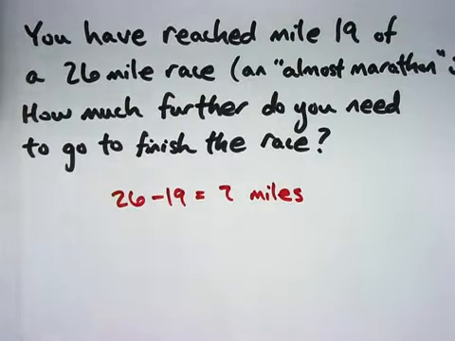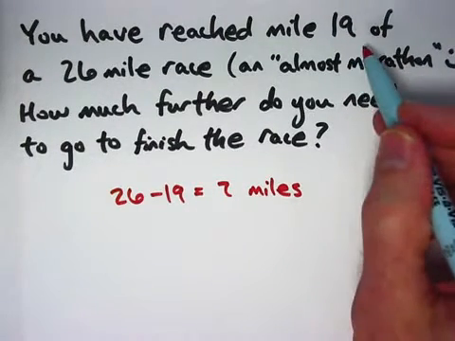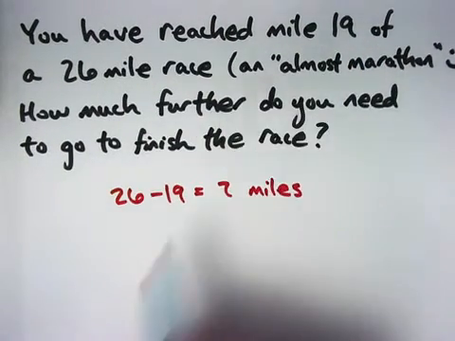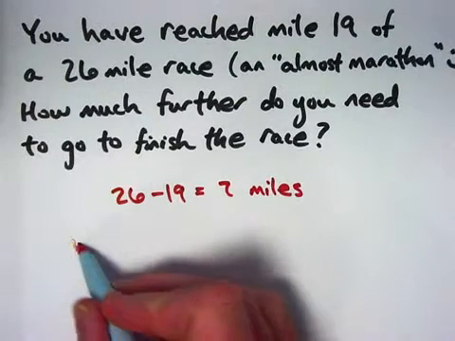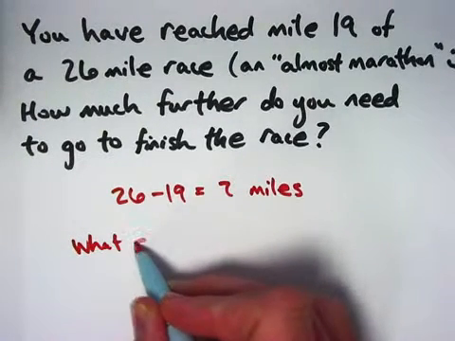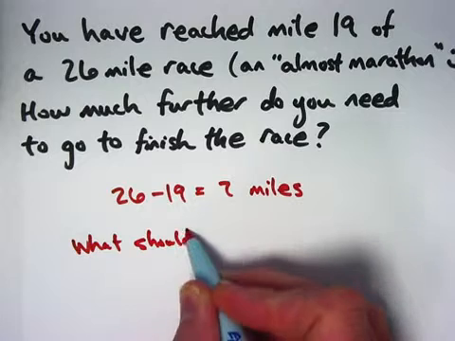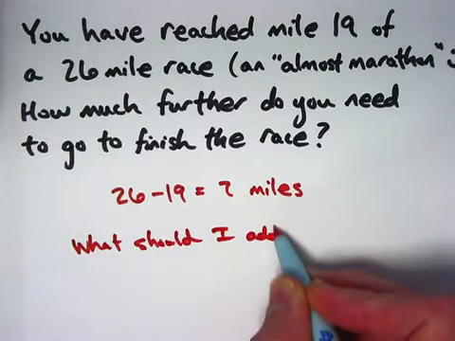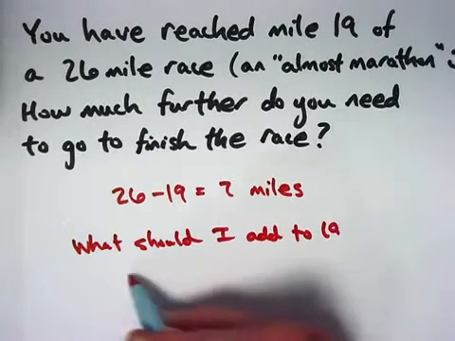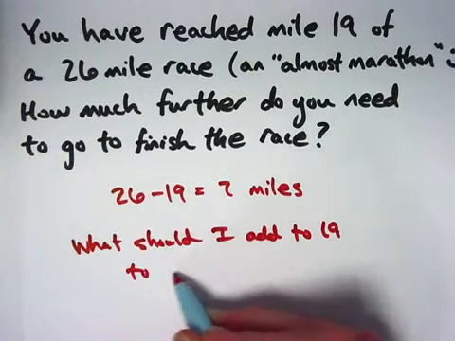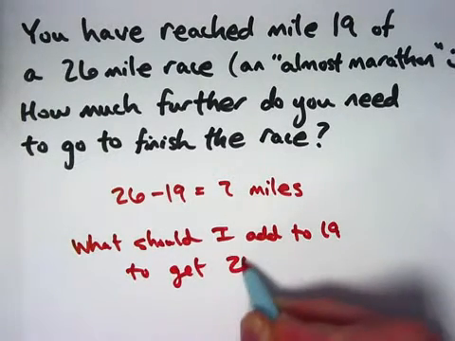That illustrates something about subtraction, that it's more than just taking away. You can think of subtraction in terms of how much more you have to add. You've got to add 7 to 19 to get 26. That can be phrased like this. What should I add to 19 to get 26?